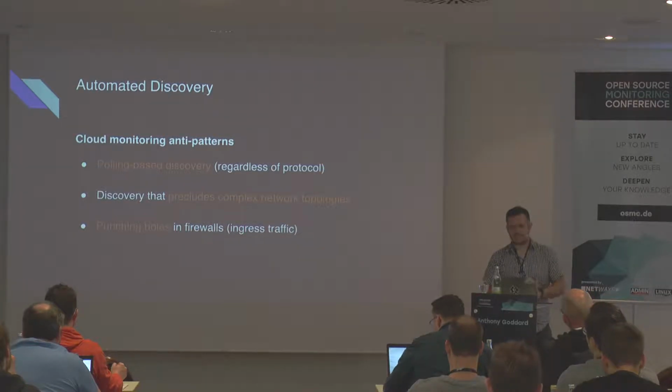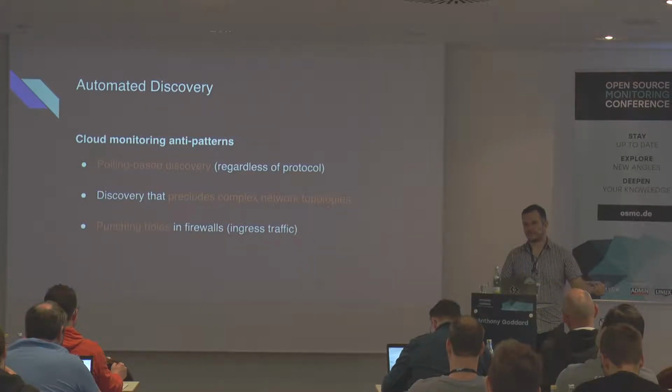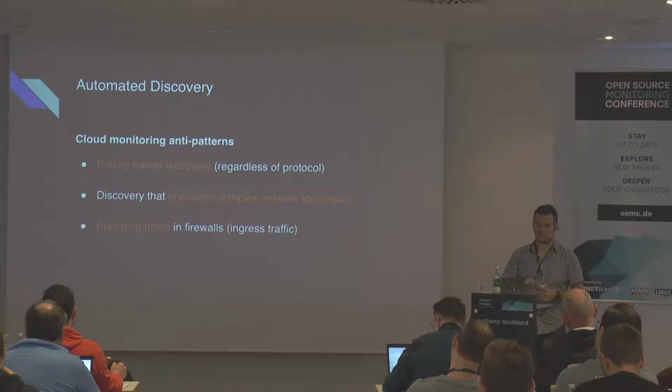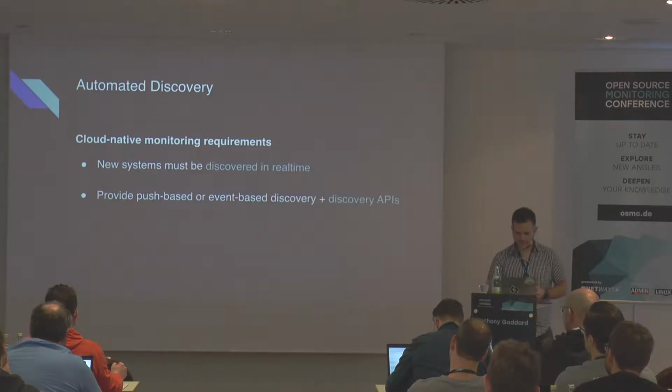Oftentimes now people are using multi-AZ, multi-region cloud environments. And also anything that requires a hole to be made in a firewall in order to see a system. Whether that's SSH or some other protocol, if you have to make modifications to your firewall in order to allow the monitoring system to see it, then you're introducing delays, and you're also introducing potential security problems in the rapid modification of firewall logic. So polling is not a reliable discovery solution.